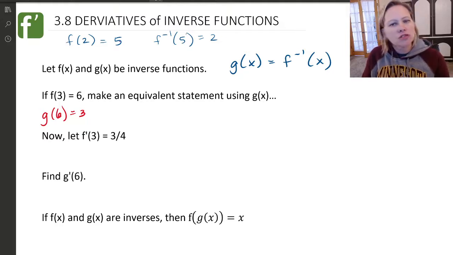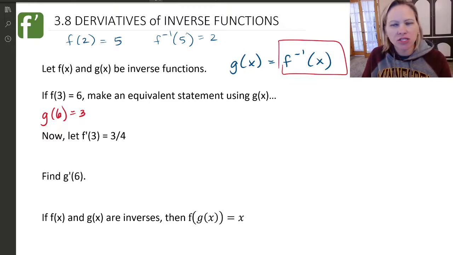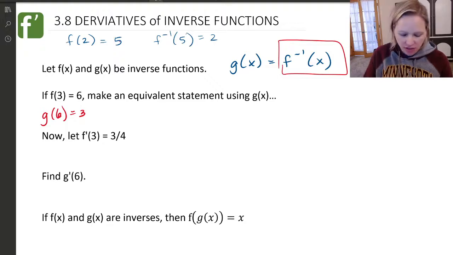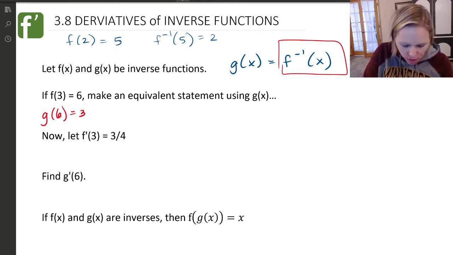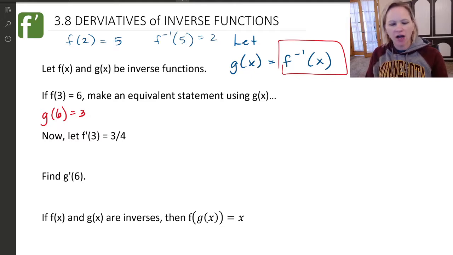Now, if the problem contains this f negative 1 notation, I will always redefine my function using a g of x. So one thing you want to get in the habit of doing, especially on a free response type question, is to say let g of x equal the inverse. The reason why I say define everything in terms of g is because when you start having f prime, f inverse, and f inverse prime, there's a lot of f's floating around, and that little negative 1 in the notation can be easily confused for a derivative. So I would always prefer to use two different letters.